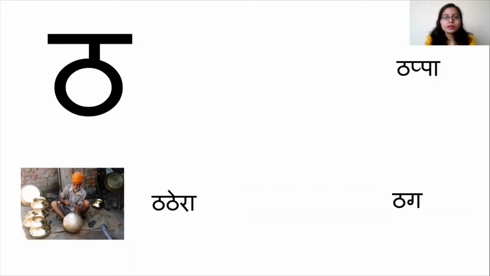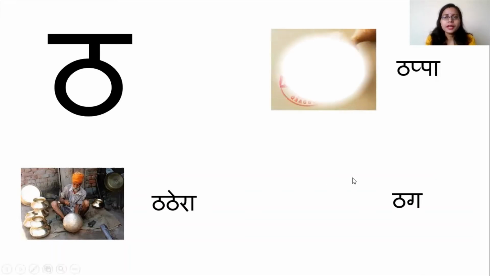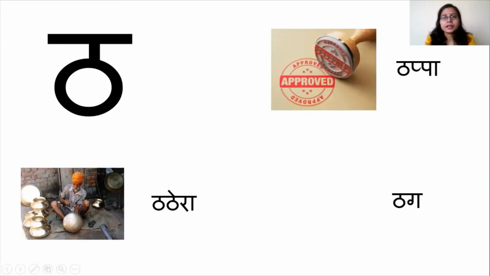These are not pots like earthen pots. They are made with some metals. Thatera means a blacksmith. Next is Th se thappa. You have the picture as thappa. Now, what is thappa? You must have seen, children, sometimes when you go to school, or you must have seen library books. In those library books, we keep a seal.